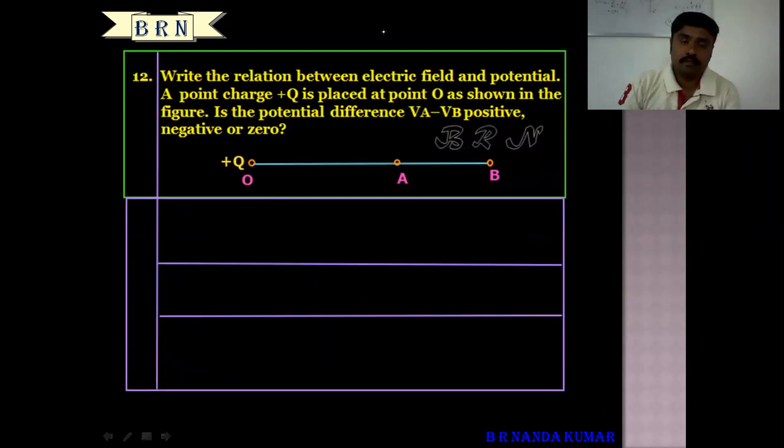This is question number 12. Write the relation between electric field and potential. A point charge plus Q is placed at point O as shown in figure. Is the potential difference VA minus VB positive or negative or zero?